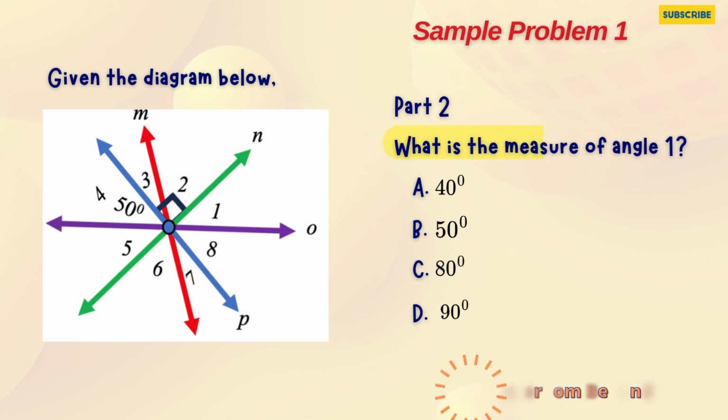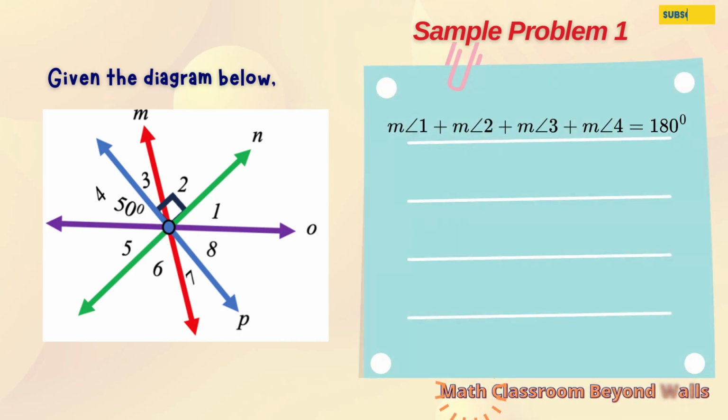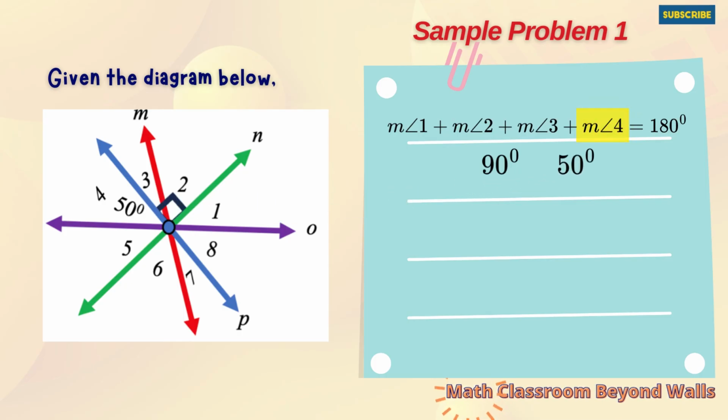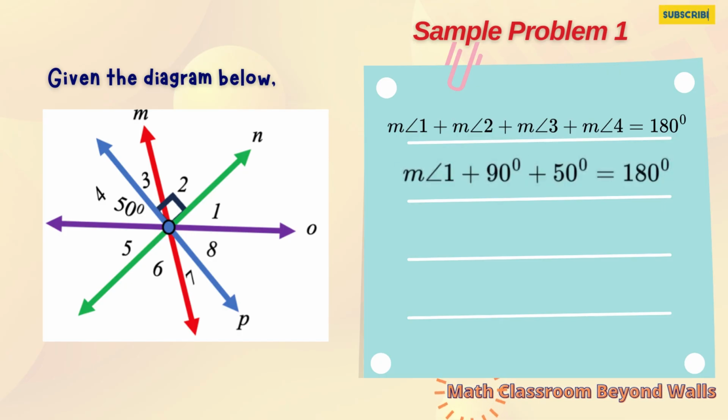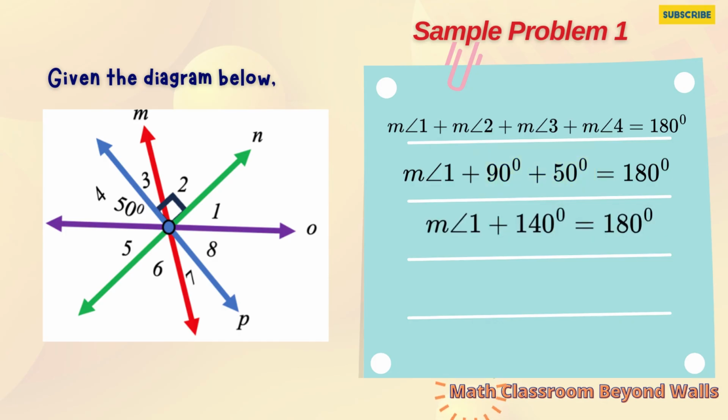Here, we're to find the measure of angle 1. We learned from part 1 that this statement is true. So, we can use this in answering the problem. From the figure, the measures of angle 2 and angle 3 are 90 degrees, and the measure of angle 4 is 50 degrees. We will plug this into our equation. We now have the measure of angle 1 plus 90 degrees plus 50 degrees equals 180 degrees. Adding 50 degrees and 90 degrees gives us 140 degrees. Subtracting 140 degrees from both sides of the equation gives us 40 degrees.